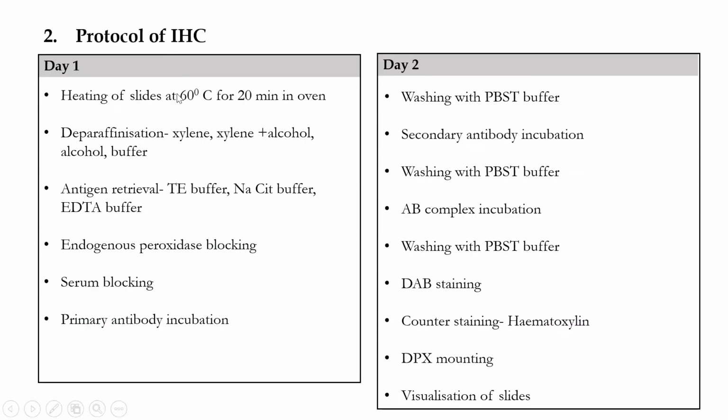IHC, or immunohistochemistry, is a two-day technique. On the first day, we heat the slides at 60 degrees Celsius in an oven. Why is this heating done? To melt the paraffin. We are not interested in the paraffin, we are interested in the tissue. Once the paraffin is melted, the slides are dipped in xylene so that all the melted paraffin gets dissolved in xylene. Then the tissue is passed through a series of xylene plus alcohol, then pure alcohol, then 70% alcohol, and finally into a buffer.